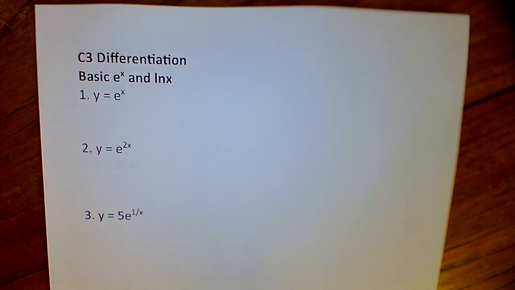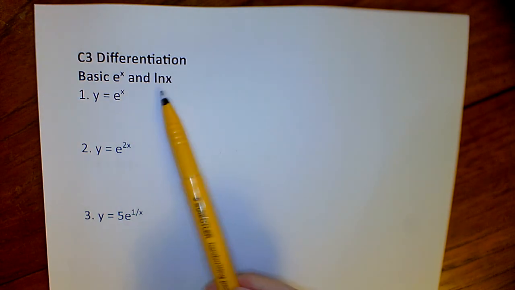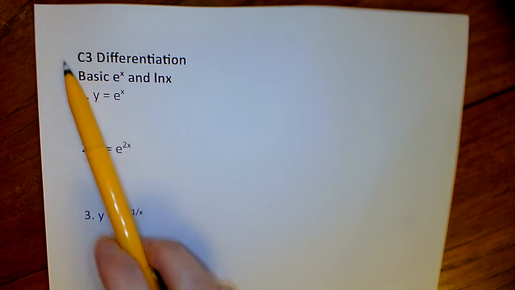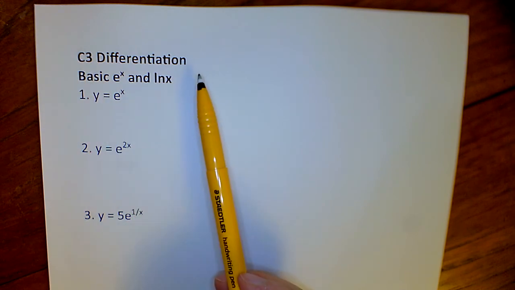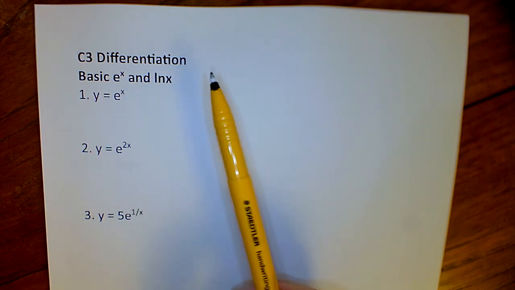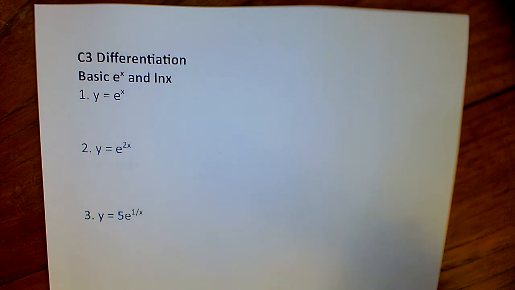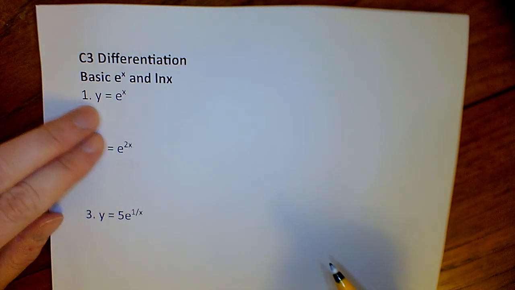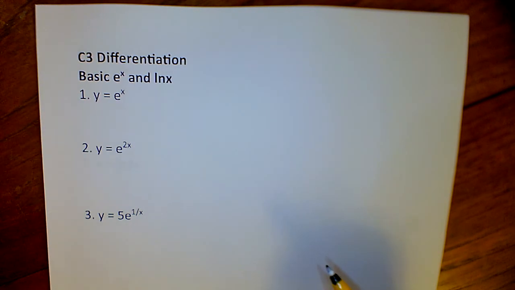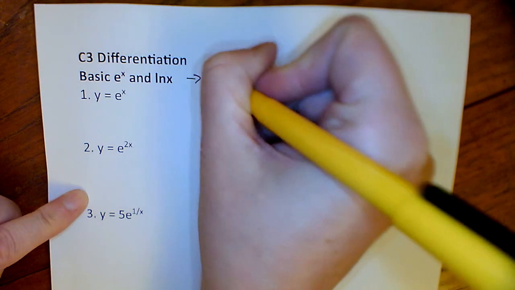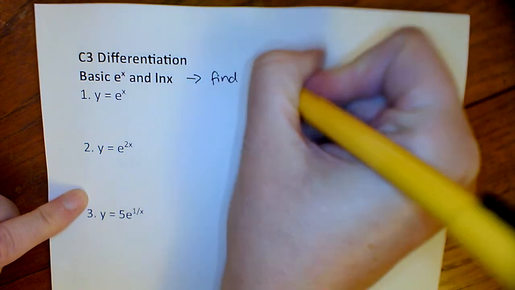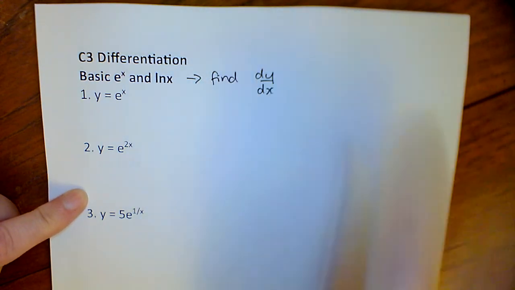Okay, we're going to look at differentiation of e to the x and ln x. Now I've left on here that this is C3 differentiation, so whenever you're looking for past paper questions, it's C3 papers that you would look at. So y equals e to the power of x, and for all of these we have to find dy by dx.